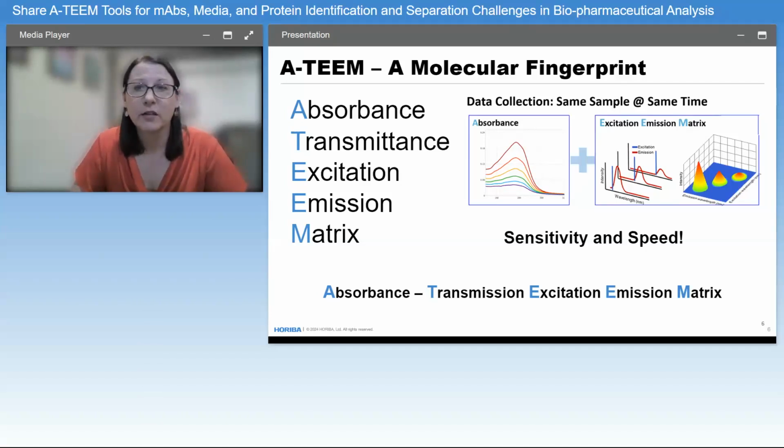inner filter effects. And I'll talk about this a little bit in a future slide. But this correction from the absorbance data enables the EEM to be measured more accurately over a wider range of concentrations than it would otherwise.